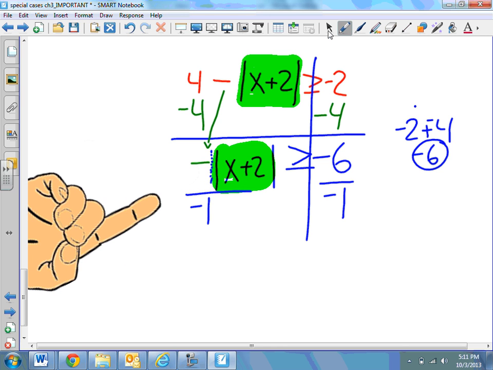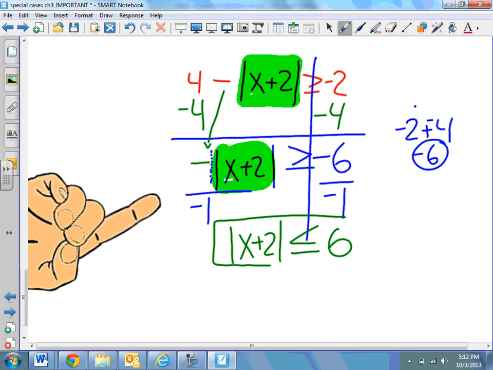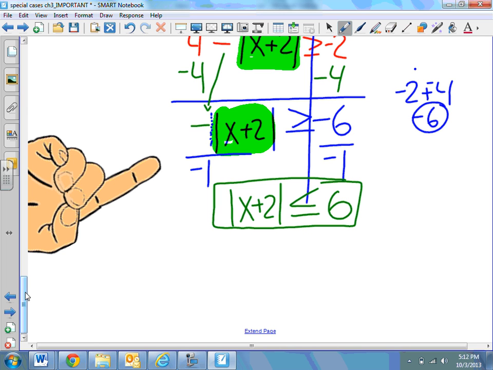Okay, now let's isolate this. We're going to get absolute value, x plus 2. Inequality switches. And I get a positive 6 now. So now guess what you have to do here? Now you make 2 problems. Remember doing that? 2 problems. X plus 2 less than or equal to 6. And x plus 2 greater than or equal to negative 6.